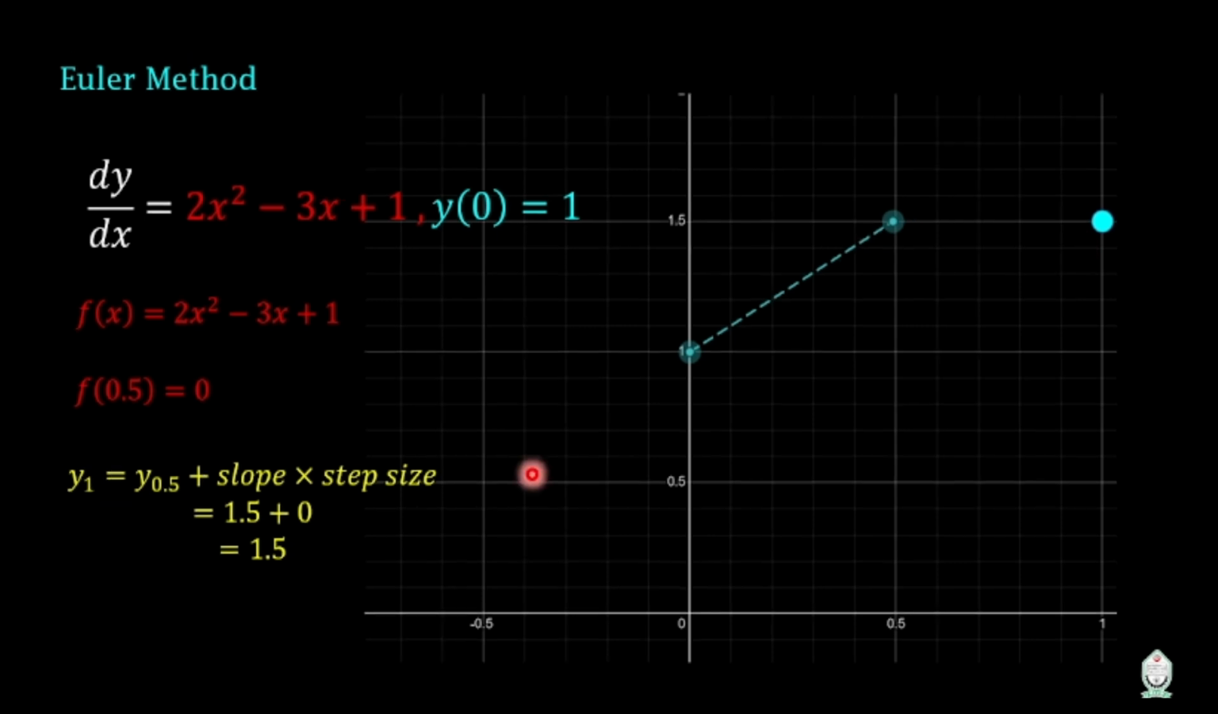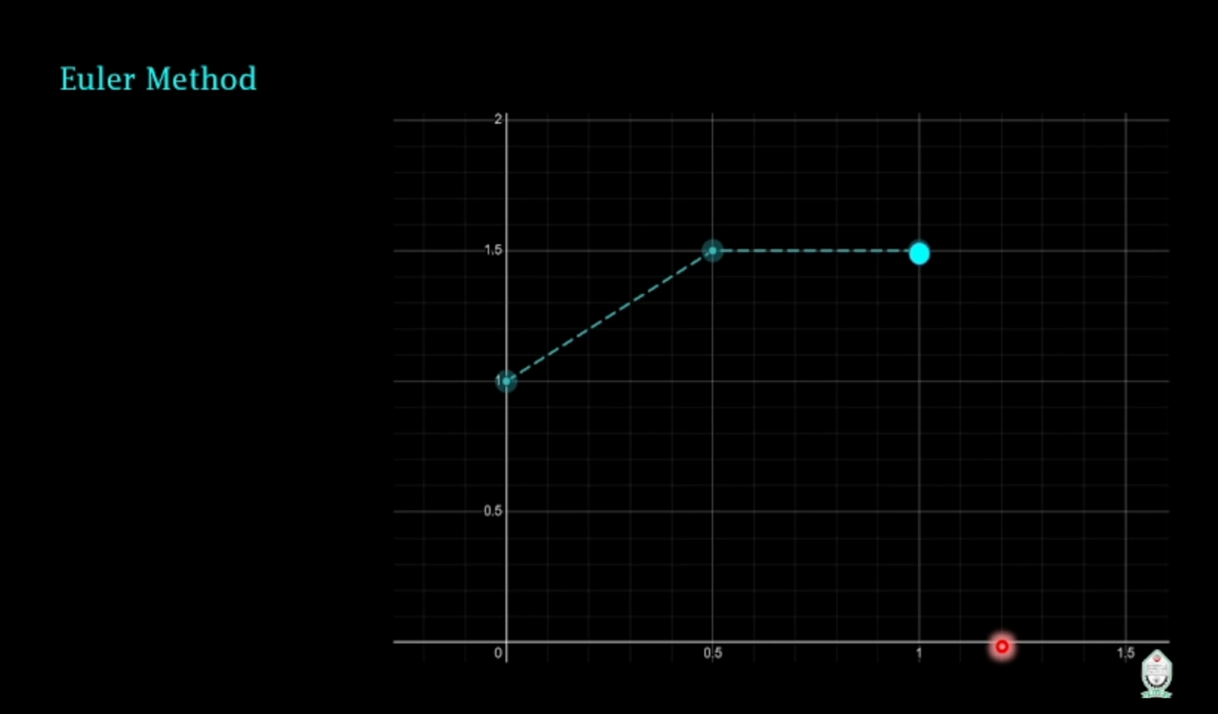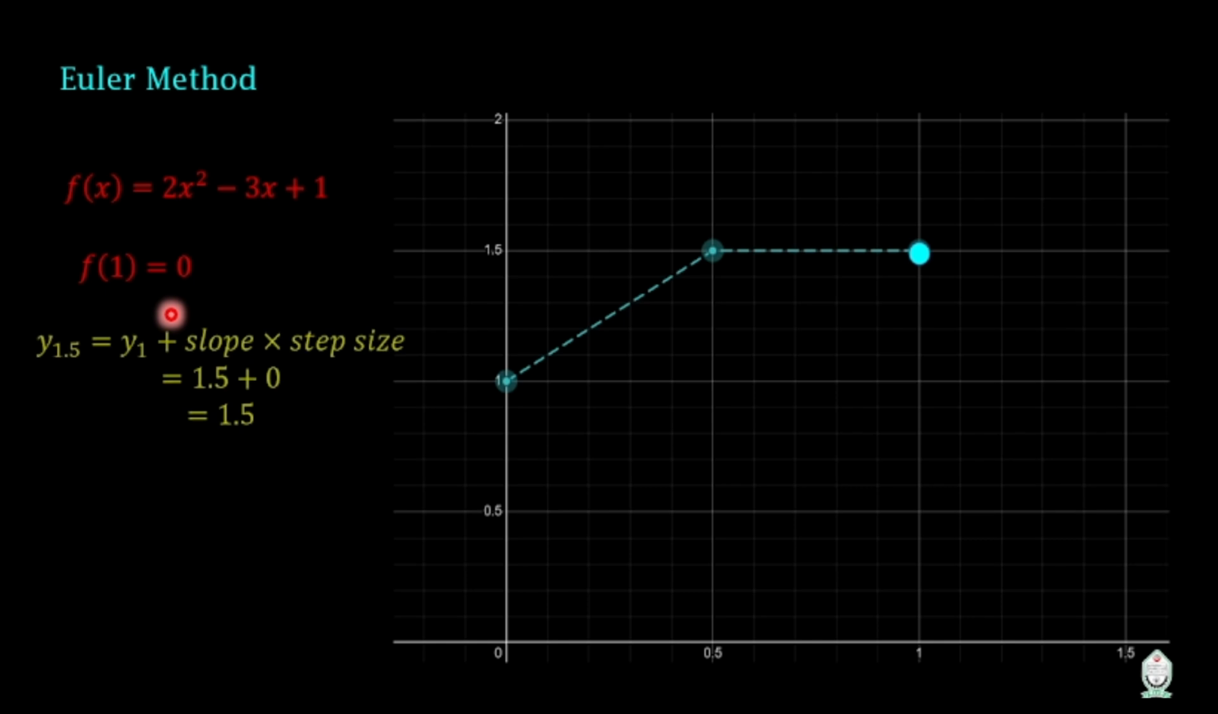Using similar logic, we will now look to find the value of y at x equals 1.5. In order to do that, we will again need the value of the slope at 1, which here is 0, which means at x equals 1.5, the value of y would still remain unchanged. So this is how the value will stay.